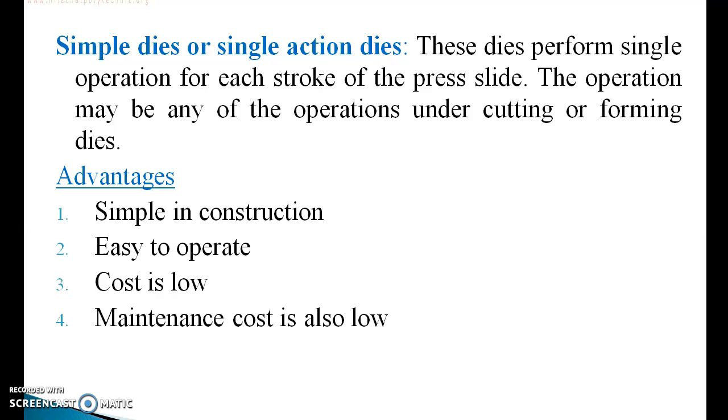By using simple die, generally cupping, blanking, punching, embossing, etc. are done. Simple dies are usually used either at the start of a combined operation or at the end of the manufacturing process. So let us discuss some advantages of simple die. Number 1, simple in construction. Number 2, easy to operate. Number 3, cost is low. Number 4, maintenance cost is also low. So these are the advantages of the simple die.